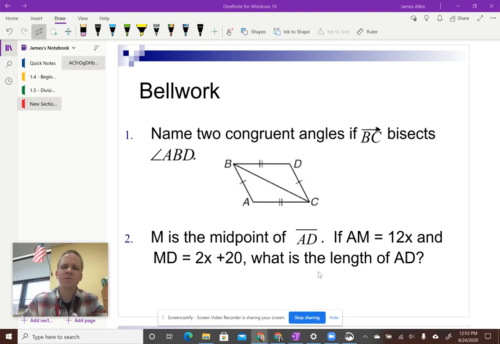Alrighty, let's do a little bell work here. I don't always do that in these videos, but I was feeling a little bell work. Let's name two congruent angles if ray BC bisects angle ABD.